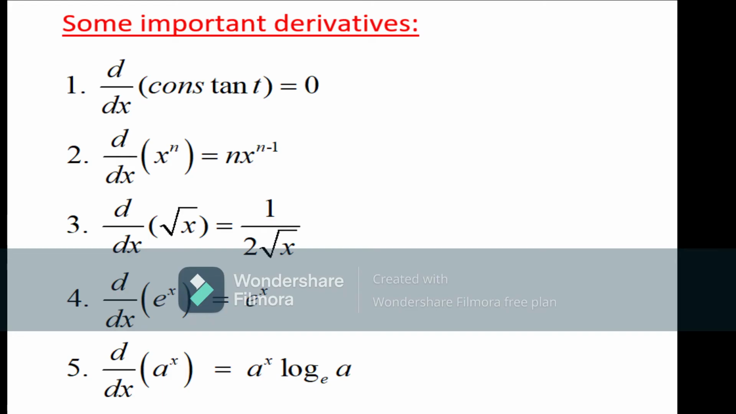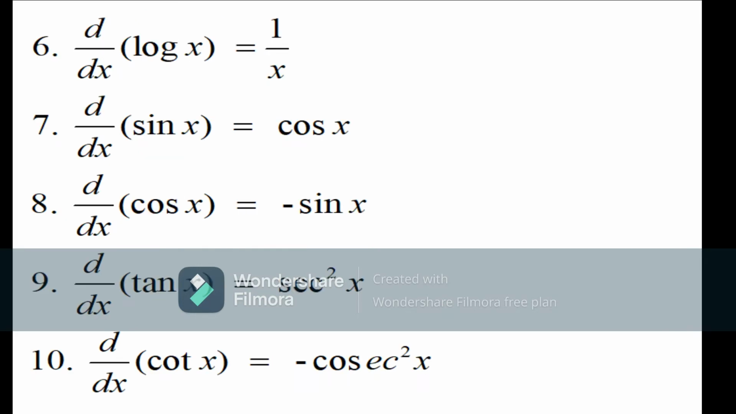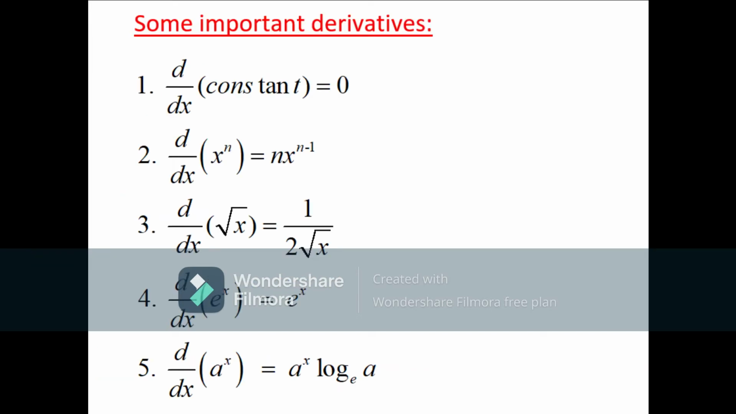Let's see what the formulas on derivatives are. These are the standard formulas on derivatives. You have to memorize all these formulas, because only then can you solve the problems very easily. First, I will explain some formulas with examples. After that, I will give you some example problems and exercises for practice. Let's start with the first one.